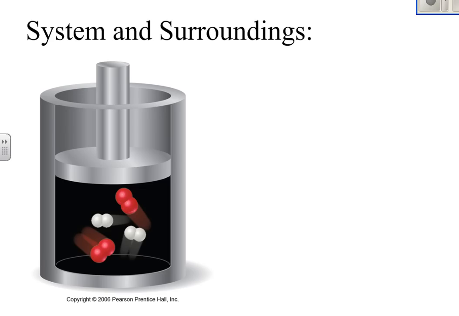Now, the system that we have set up here would be a closed system. In a closed system, energy can be transferred from the system to the surroundings or surroundings to the system, but no matter can be transferred. So all of the matter would stay within the system. So we can have heat flow into or out of the system.